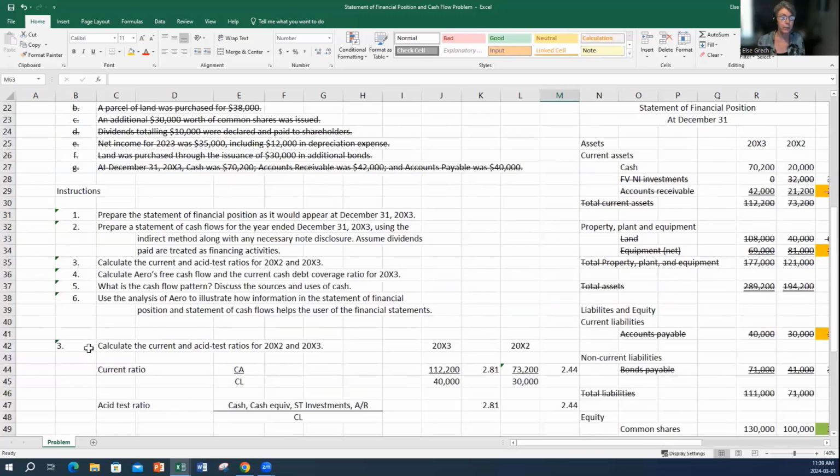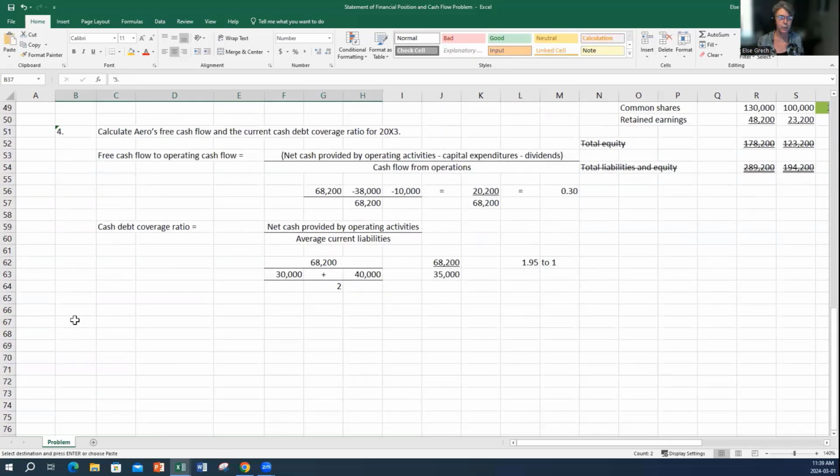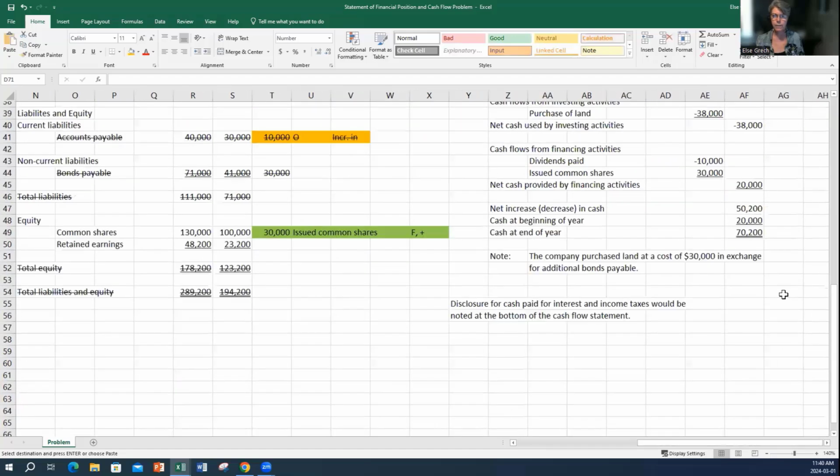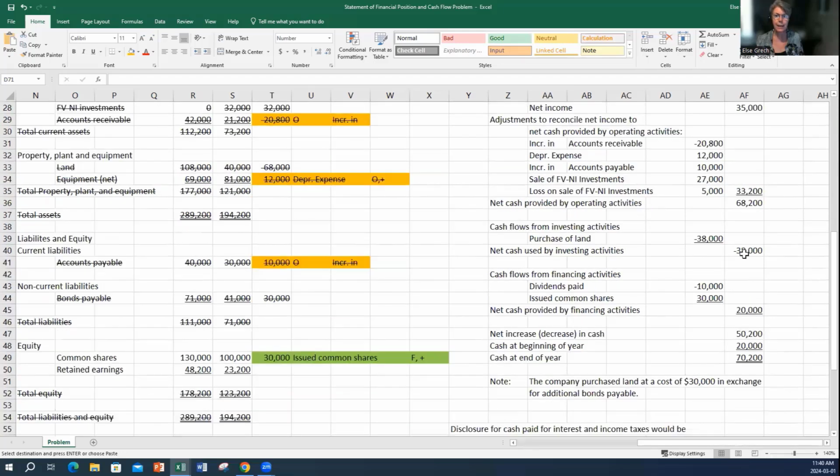All right, let's look at number 5. What is the cash flow pattern? Discuss the sources and uses of cash. So let's just look at this question down here. Now, let's go across to the cash flow and look directly at the cash flow. So what do we see? We see that there is a positive inflow from operating activities, a negative outflow from investing activities, and a positive inflow from financing activities. So what does that say to us?